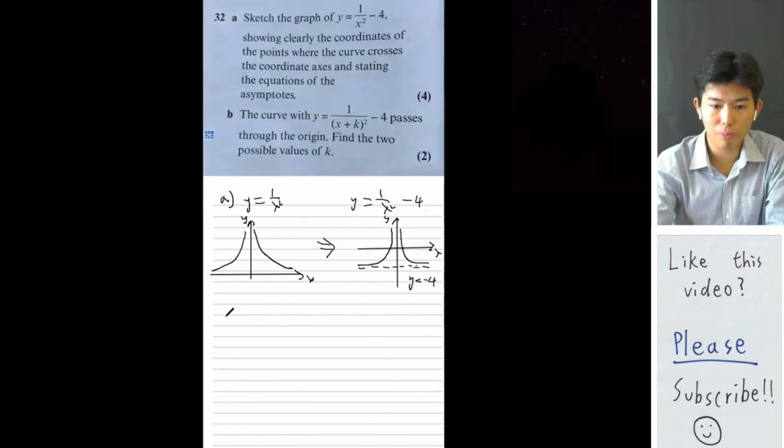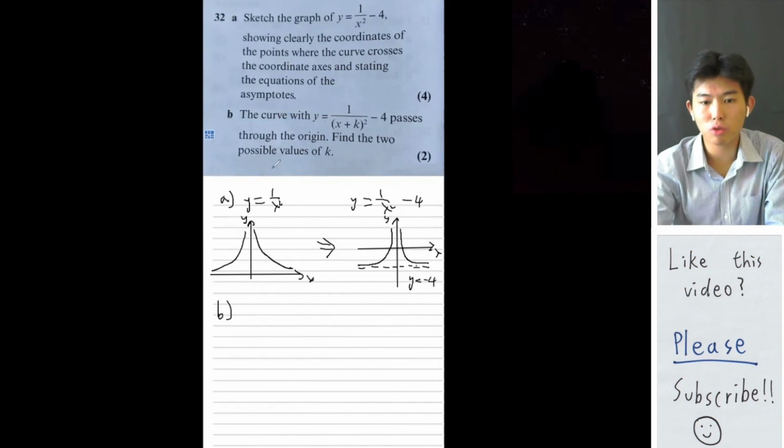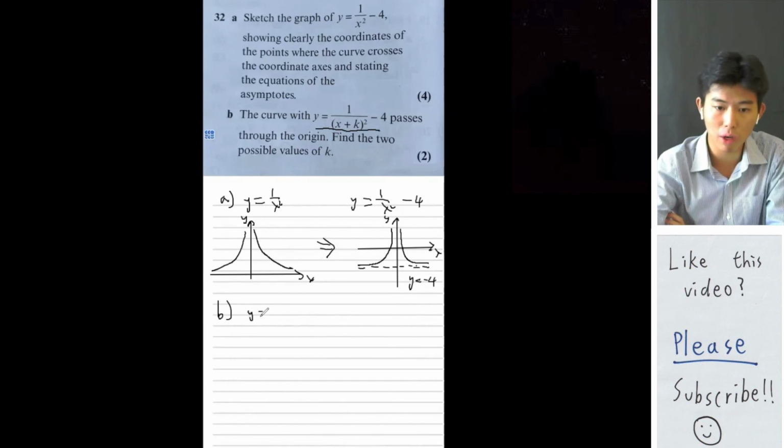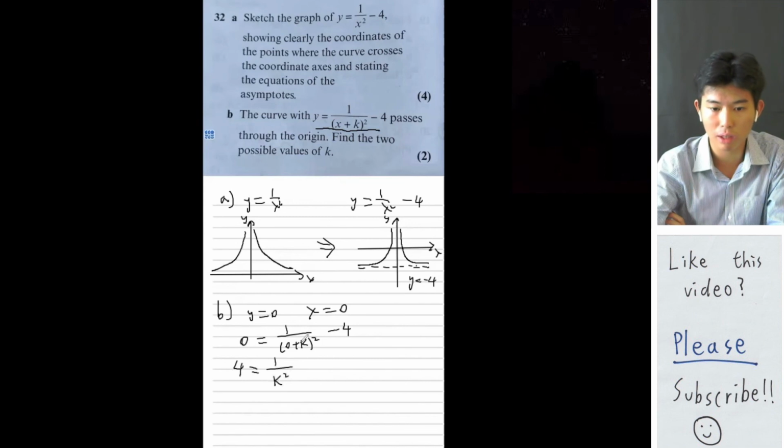Okay, so for part B, they want us to find two possible values of k when the curve with this equation here passes through the origin. Okay, so the keywords here are passes through the origin. So basically when y equals 0, x will equal 0. So if we substitute these two values into this equation, 0 will equal 1 over 0 plus k squared minus 4. The next step would be 4 equals 1 over k squared, because 0 plus k would be k squared.